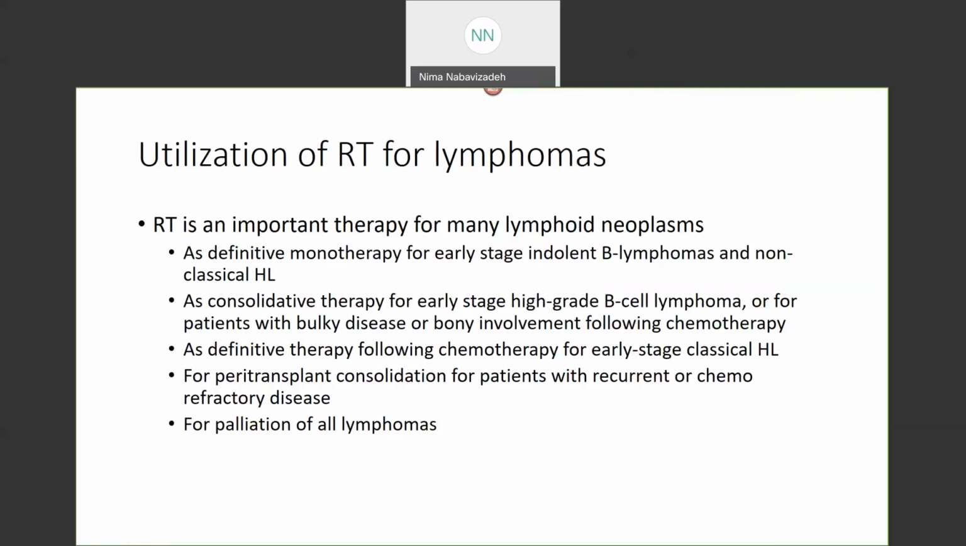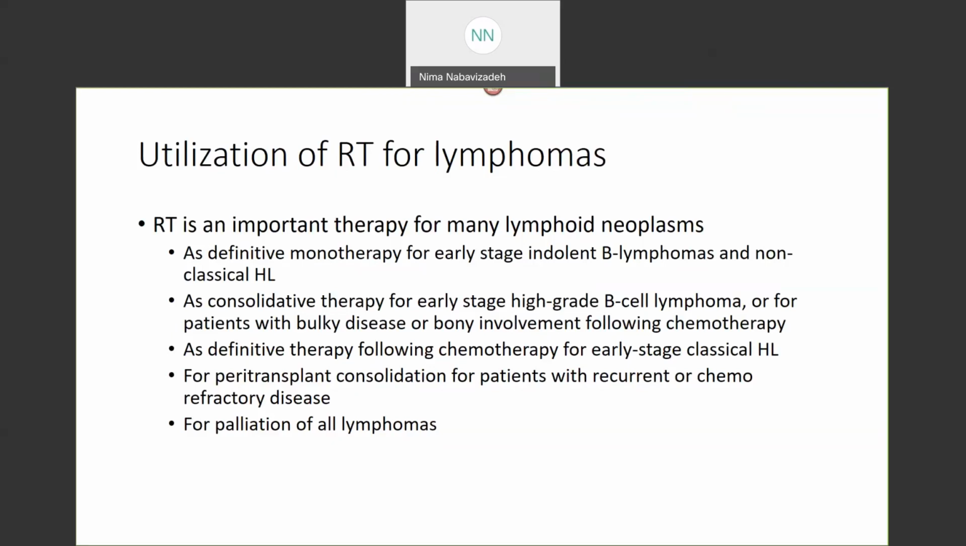So just to summarize again, radiation is an important therapy for many lymphoid neoplasms. Like we talked about, it can be used as definitive therapy by itself for either early stage non-aggressive or indolent B-cell lymphomas, and can also be used as curative monotherapy for non-classical Hodgkin's lymphomas. Those are the ones that have popcorn cells. Radiation is used as consolidative therapy for early stage high grade B cell lymphomas, such as the one I just showed you.